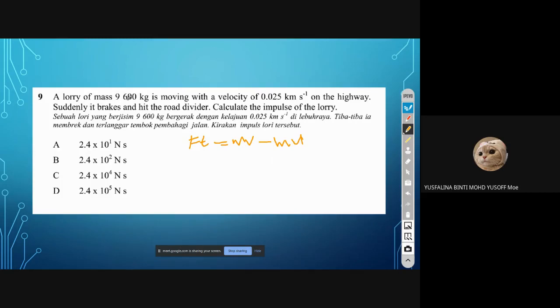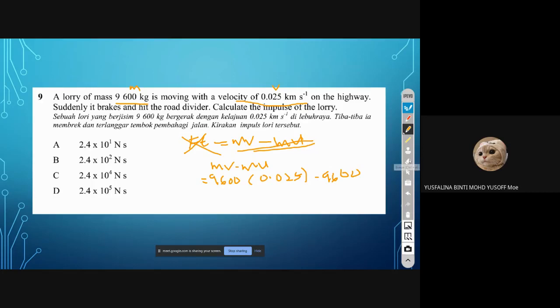So you can see it gives you the mass, the m, and it gives you the v, so it means you have to use this one. So we use this one, mv minus mu. The mass is 9,600, V is 0.025, and then minus 9,600. So we assume suddenly it brakes and hits. Oh, sorry, the V is 0.